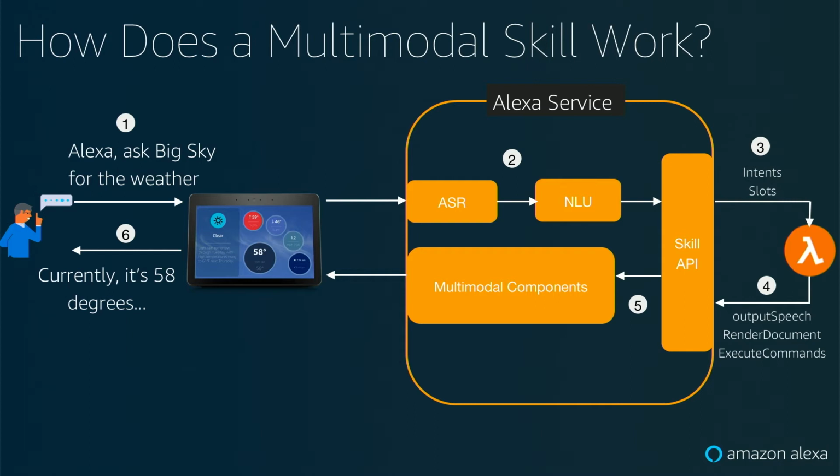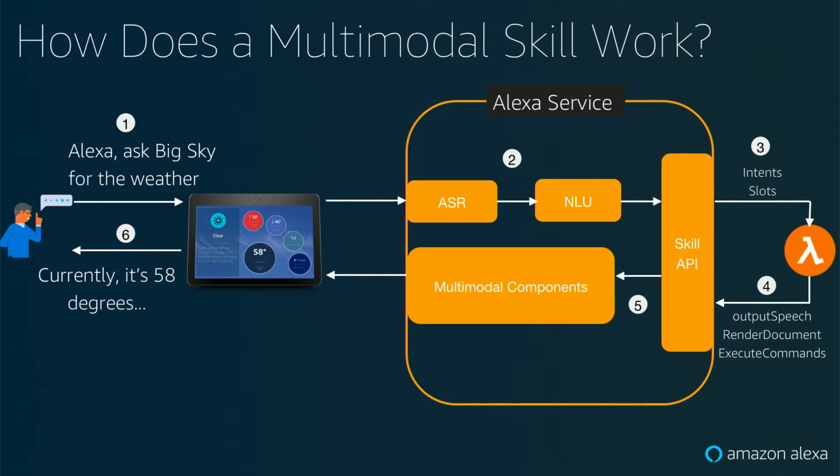Is that what it's called, Steve? Get weather? Get weather, I think that's the main one, yeah. Yeah, and slots are effectively arguments. So if I had said something like, Alexa, ask Big Sky for the weather in Seattle, there might have been a slot in there called City, Seattle.